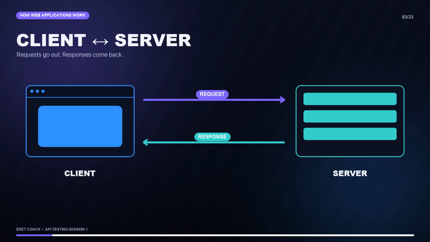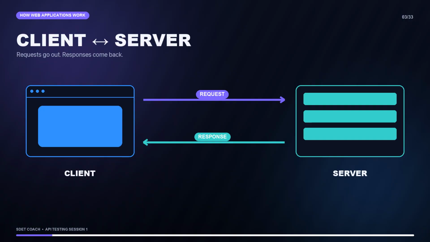Think about opening a user profile. The client sends a request that means, give me user number 3. The request contains an HTTP method, an address, and sometimes headers or a body. The server receives that message, decides whether the caller is allowed, finds the data, and returns a response. That response has a status code, headers, and usually a body.